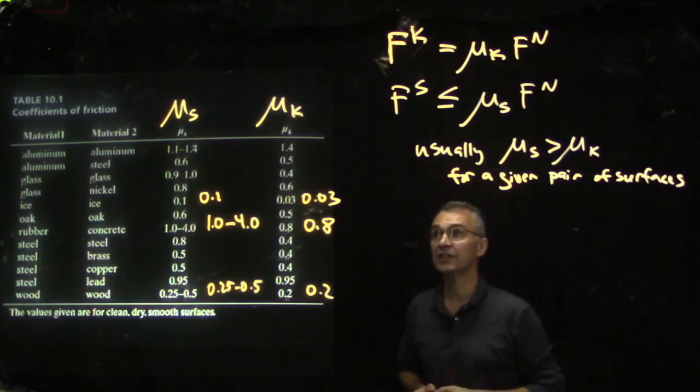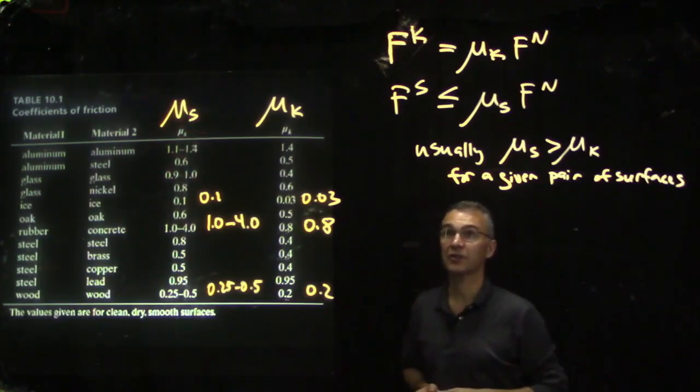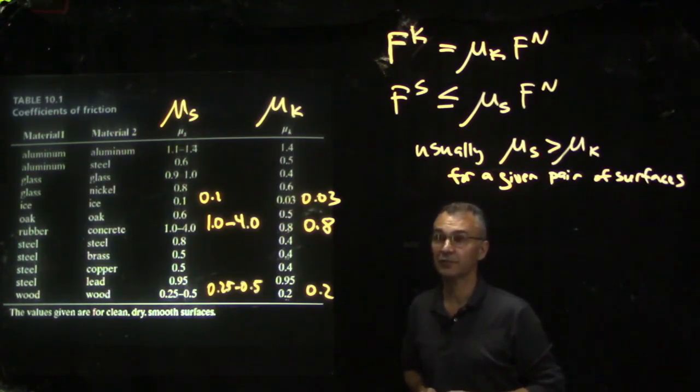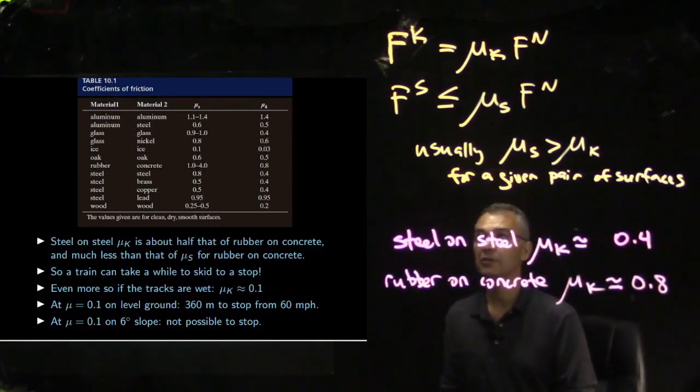And again, you can see that in almost every case, the static friction coefficient is bigger than the kinetic friction coefficient. So that tells you that once something begins to slide, it keeps sliding for a while. Here's an easier to read copy of that same table. A couple other things to notice from this table of friction coefficients.